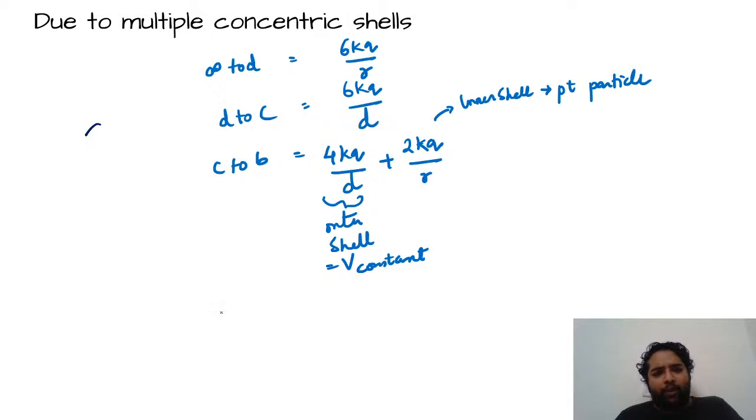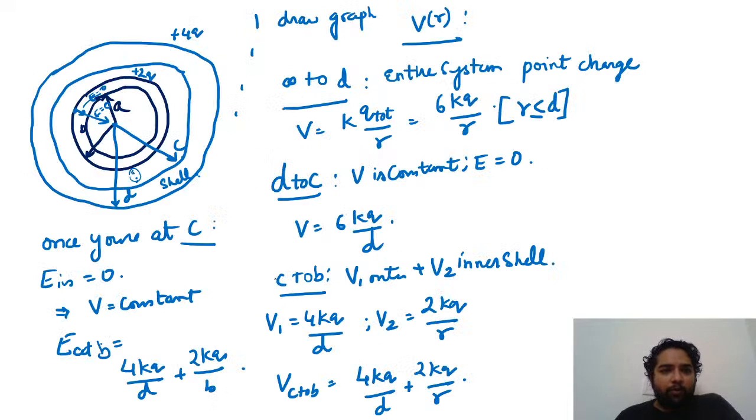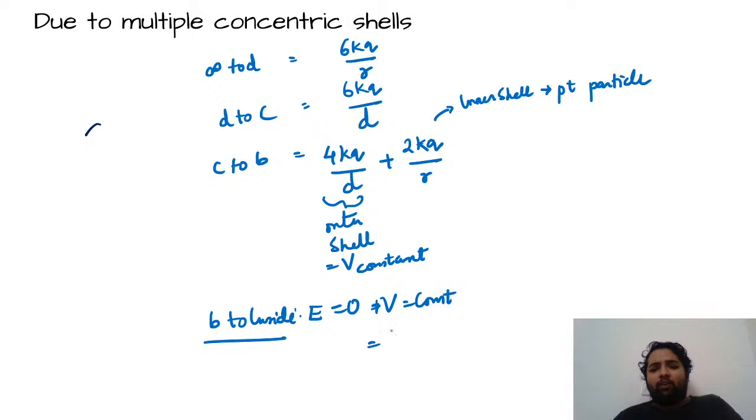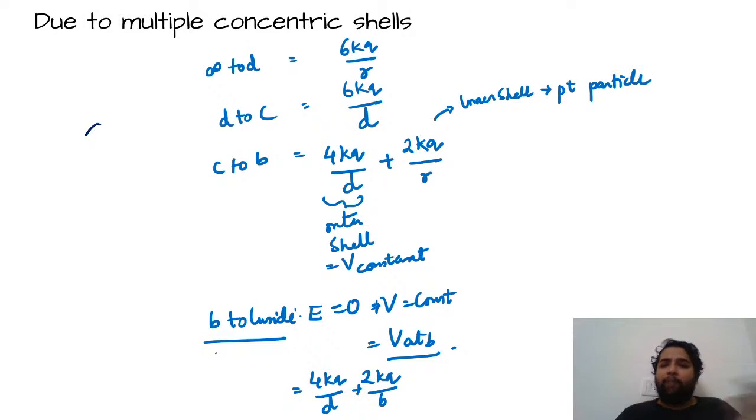All of you, I would like you guys to do it by yourself also. This whole thing is from C to B. From B to inside, the entire place, the field will be 0, which implies potential is constant and is equal to potential at B. Getting it? At B, what is the potential now? This thing is constant, this thing will depend on the radius. So directly we can write it is equal to 4kq by D plus 2kq by B. From B to the entire thing. Now if you want to draw a diagram for this, let's draw it here.